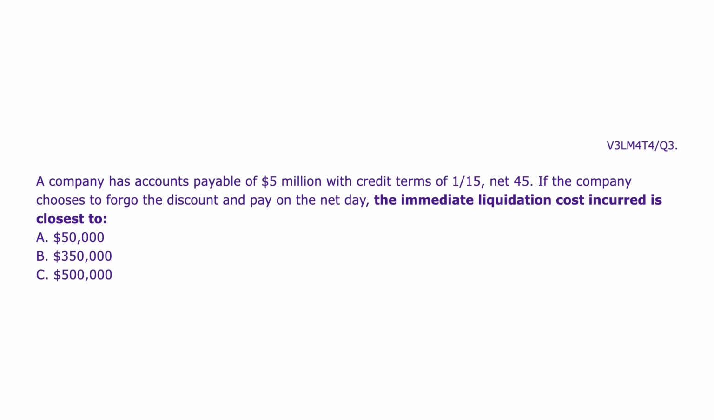A company has accounts payable of $5 million with credit terms of 1/15, net 45. If the company chooses to forego the discount and pay on the net day, the immediate liquidation cost incurred is closest to: A, $50,000, B, $350,000, C, $500,000.